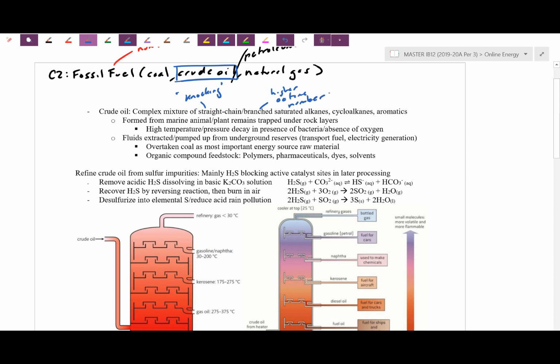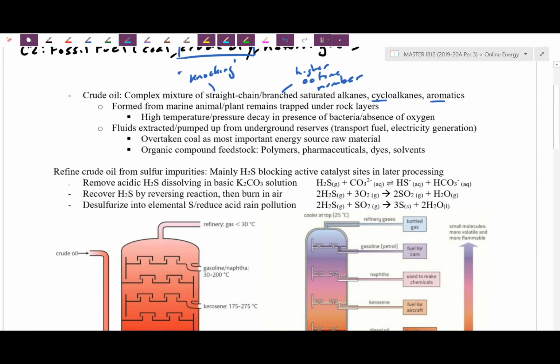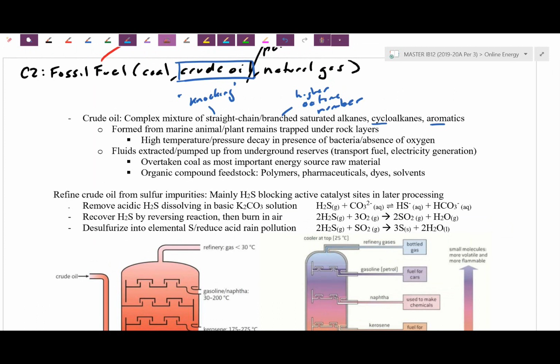A better quality fuel is usually something that has more branching. We're going to see having rings and even aromatics, benzene functionalities, will also help with the octane number later on. We talked specifically about the petroleum products from earlier. When I have decomposition from marine creatures, these are also trapped under high temperatures, high pressures.